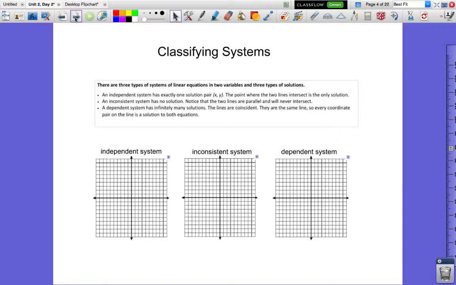There are three types of systems of linear equations in two variables, and three types of solutions. On the left, we have an independent system. We have then an inconsistent system and a dependent system. These map directly to whether there's one solution, no solutions, or infinitely many solutions. Let's look at how you fill that in.